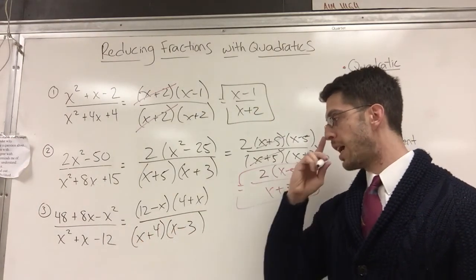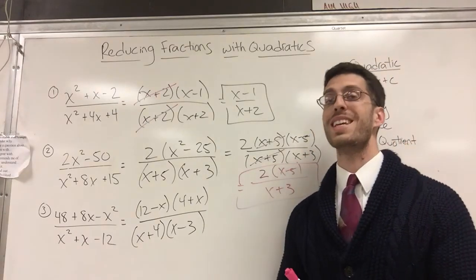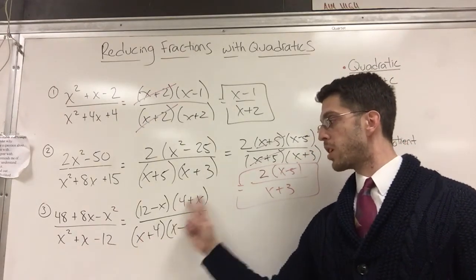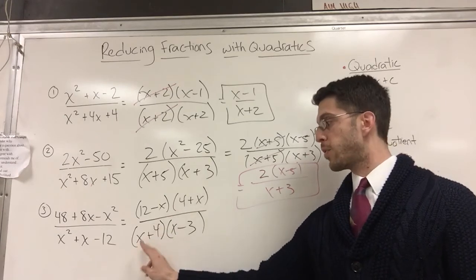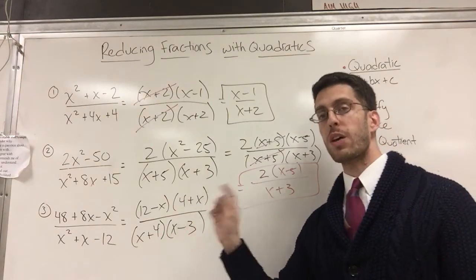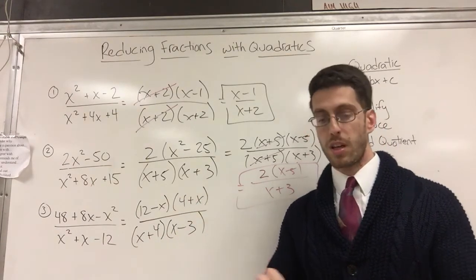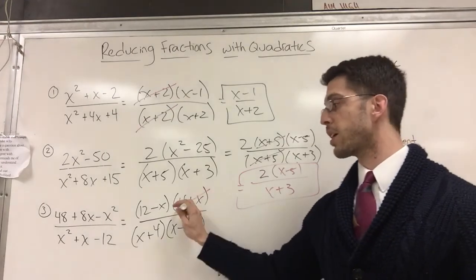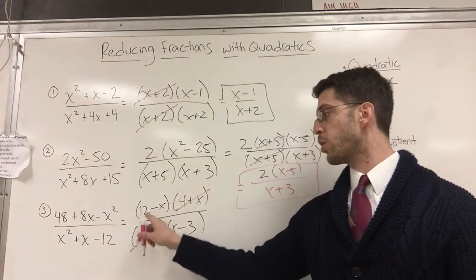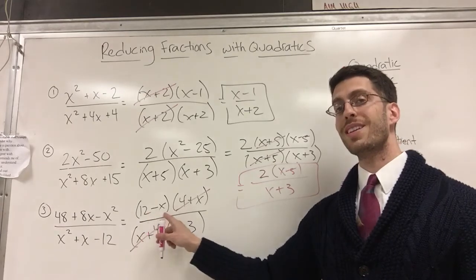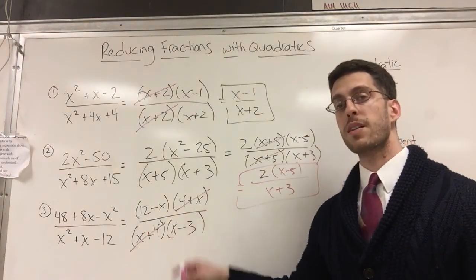All right? Now, do I have common factors? Yes. Even though these look different, if you switch this around, and you're allowed to because of the commutative property, these are the same. Goodbye x plus 4, goodbye x plus 4. Final answer is 12 minus x over x minus 3.